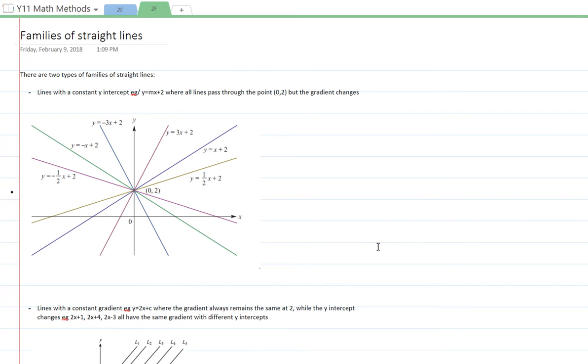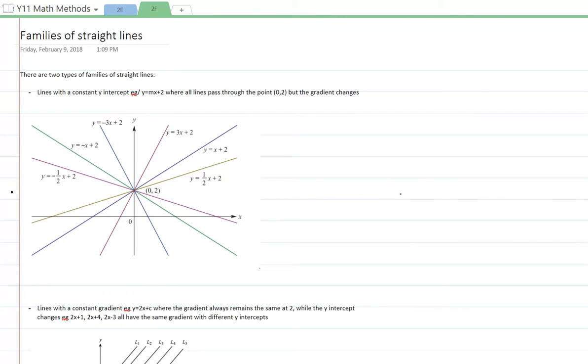Okay, so this next exercise, we're going to have a look at exercise 2F, which is about families of straight lines. So there's really two types of families of straight lines. The first is where there is the constant y-intercept. So it would be of the form y is equal to mx plus 2, where m is the parameter. So all the lines will pass through the point (0, 2), because that's the y-intercept, but the gradient will change.